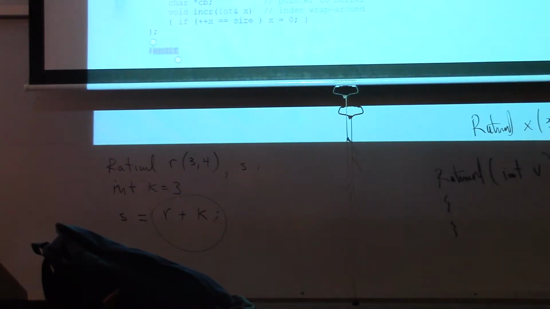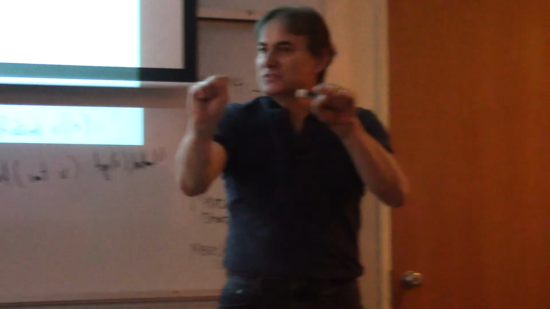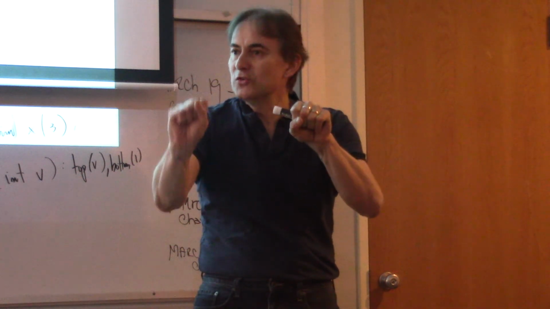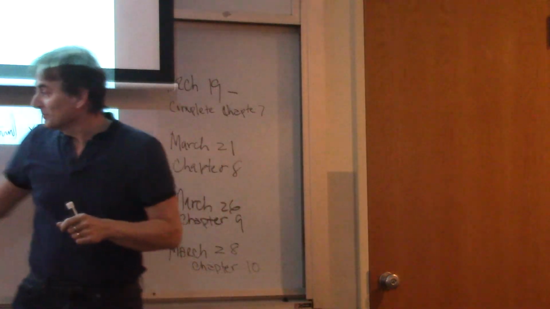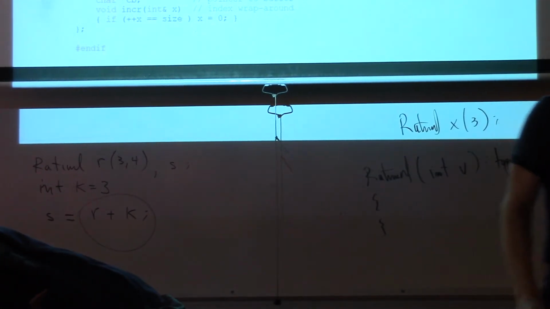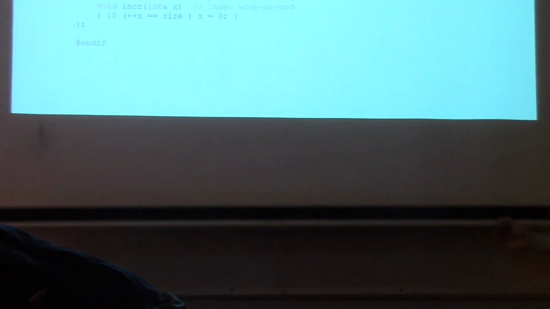Remember that? We were able to take r plus s, where s is another rational. So therefore, this is the parameter rational. This is the host rational. But here, this is an implicit call to the constructor. Okay. All right, now, so why am I talking about that?